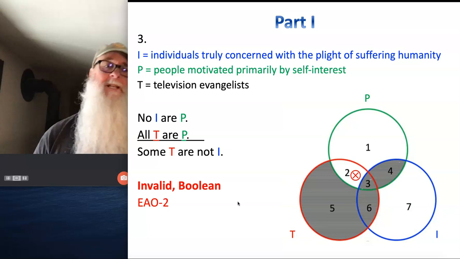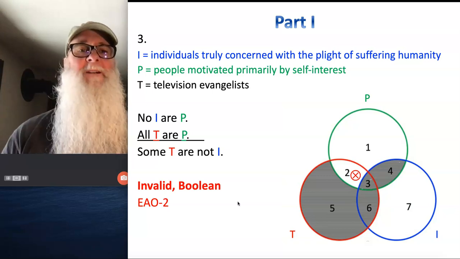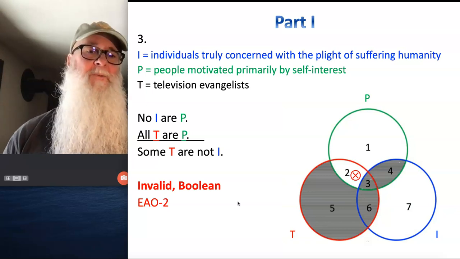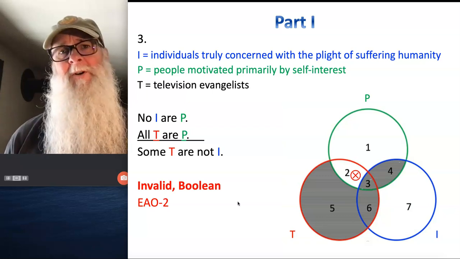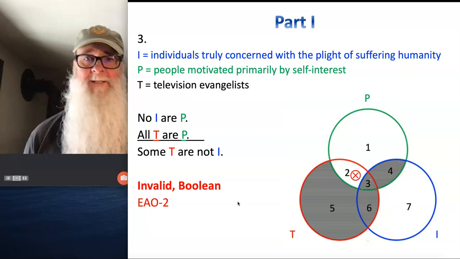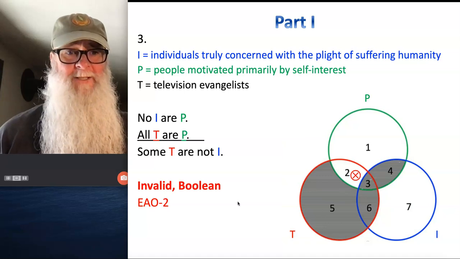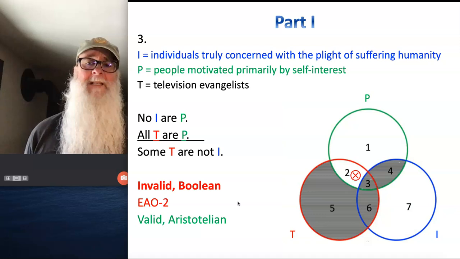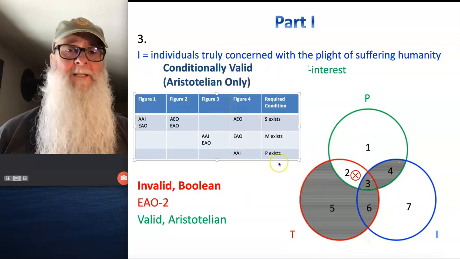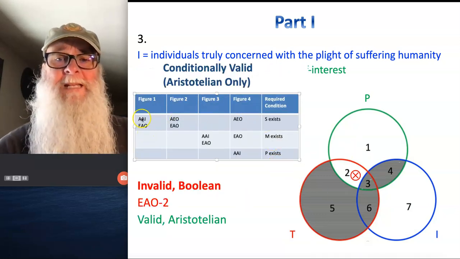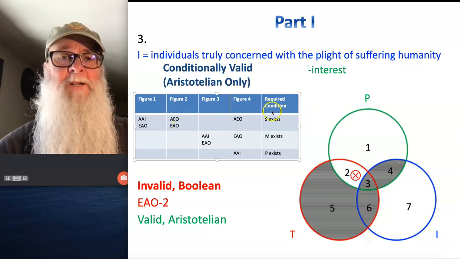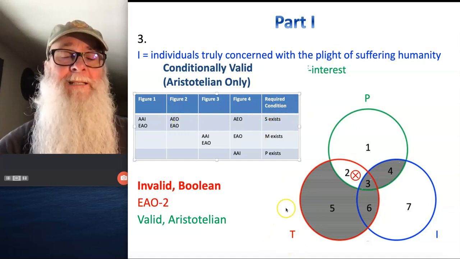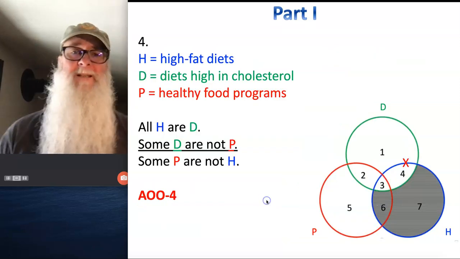We get to mark a circled X in area 2 because it's the only area of the T circle where any of the T's can be. So if they're all there, there's at least one there, provided any T's exist. Do television evangelists exist? That's what T represents here. Yes, they do. So this argument has met the condition for validity from the Aristotelian standpoint, because an argument with the form EAO in figure 2 requires that the subject term of the conclusion, T, be an actually existing thing.